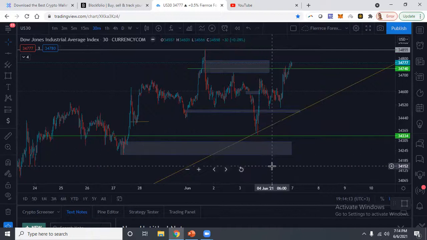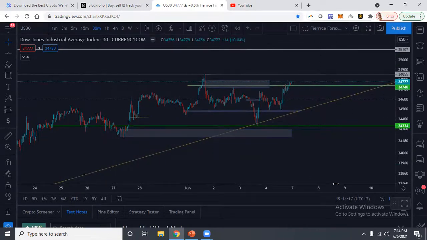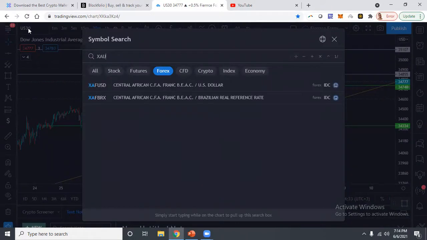But if we break this here, we may actually just continue to the downside. If we break this, we might retest and continue down. But right now, I feel like a quick push up, then a retest, possibly break of this structure to this level, break of this support, okay, to this level, and then we push on to the upside. And then we look at gold.